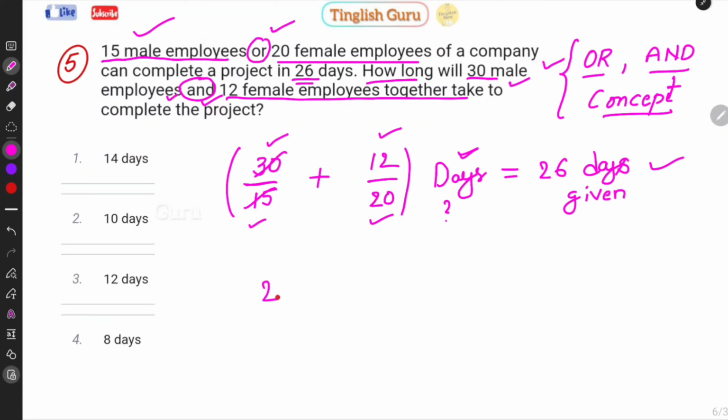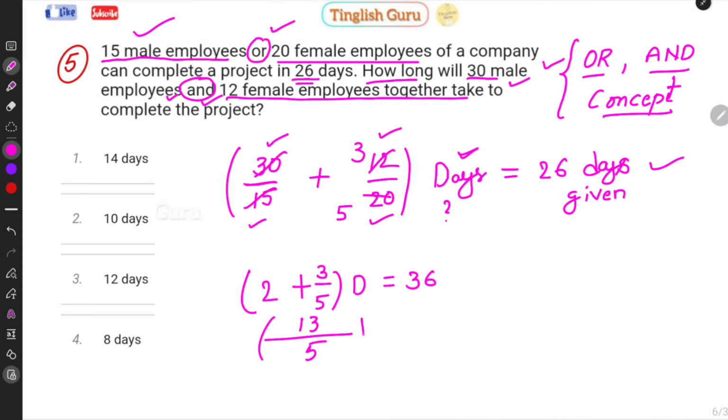30 by 15 on cancelling we will get 2, plus 12 by 20 on cancelling we will get 3 by 5, into number of days is equal to 26. So this is nothing but taking 5 as LCM, the numerator will become 10 plus 3, that is 13 into D is equal to 36. So 13 3s are 36. Therefore finally you will get D is equal to 3 into 5, that is equal to 15 days. I hope you understood the question and the solution. If you did not understand, please watch it again.